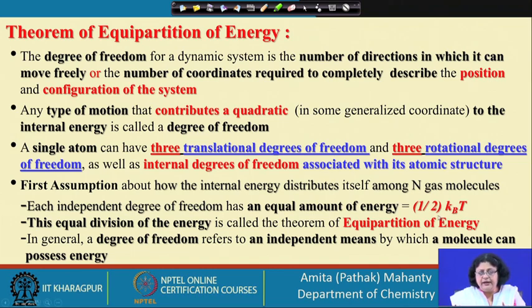half kT. So, in general, a degree of freedom refers to an independent means by which a molecule can possess energy. So, a degree of freedom can also be referred to as the independent means by which a molecule can possess energy. Why do I say this? Independent means by which a molecule can possess energy, because each of the modes I am associating with has half kT associated.